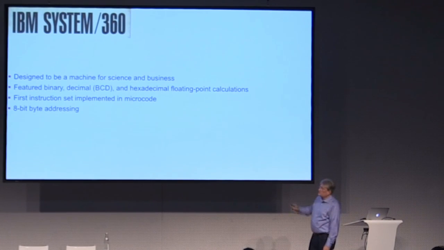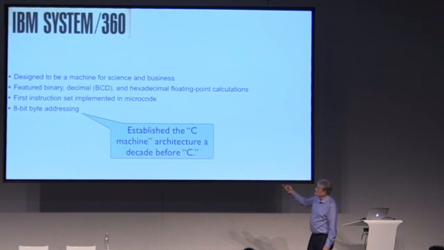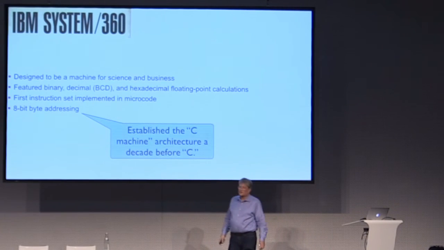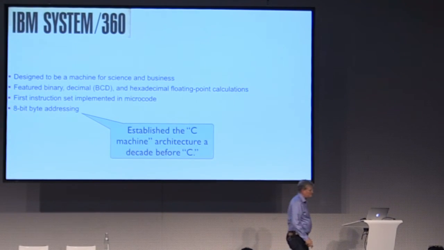But this 8-bit byte addressing, this is a win. In fact, it really established what we would call the C machine architecture a decade before C existed.